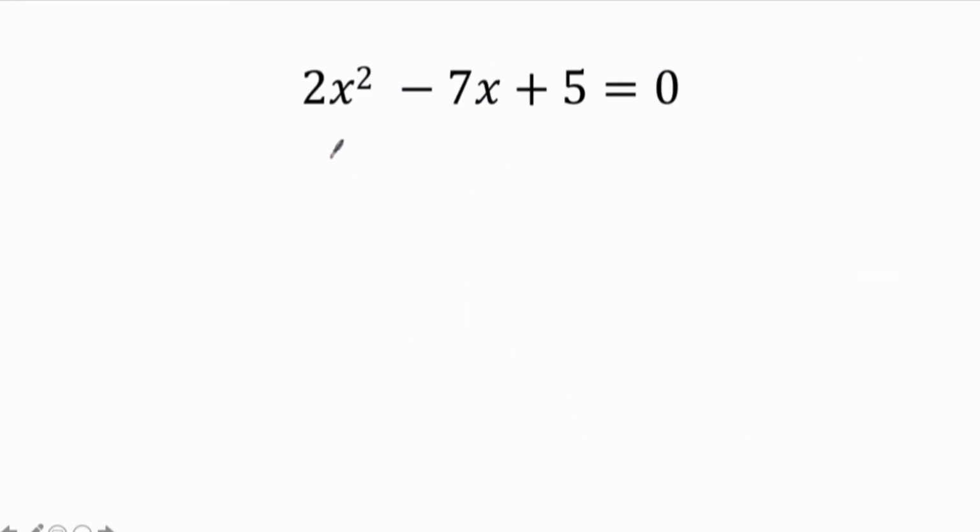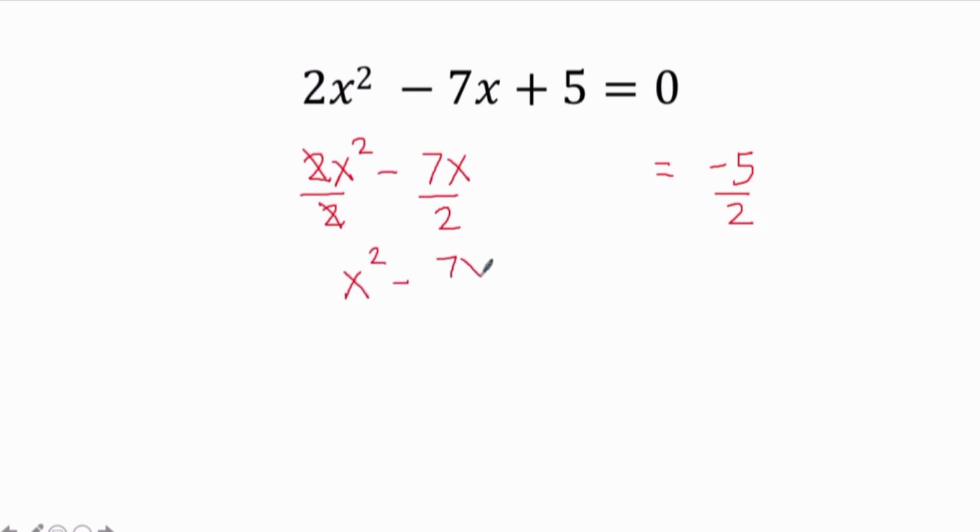Okay, let's have another example. Now, this time, we have a coefficient other than 1 in the x squared term. So we still follow the same procedure. You copy the 2x squared minus 7x and isolate the constant at the other side by subtracting 5. And then before you get 1/2 of the middle term, we are going to divide each term first by 2. So that we can cancel this out. We are left with x squared minus 7x over 2 equals negative 5 halves.